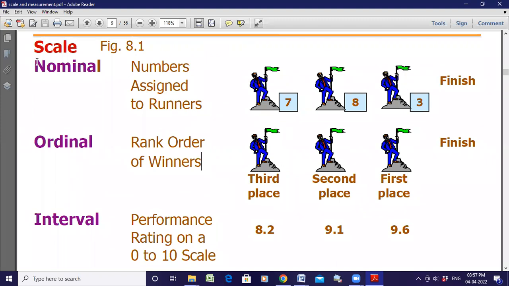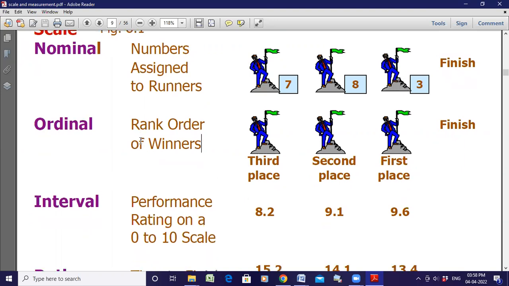From your field, like you are doing research in chemical science, suppose he is doing research in some social science, you find out such scales from your field.